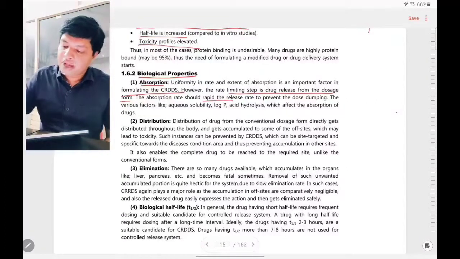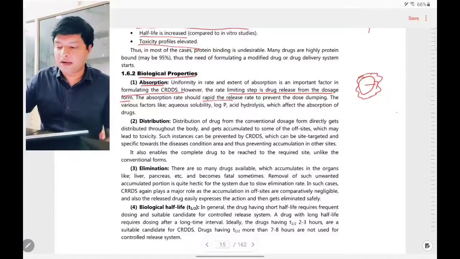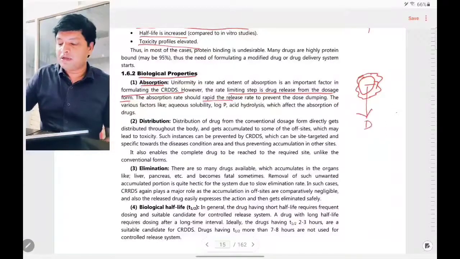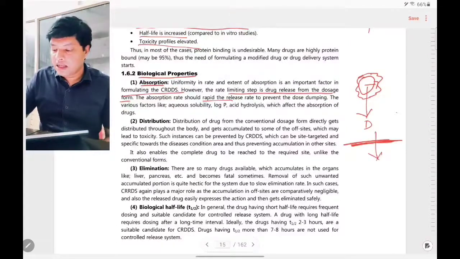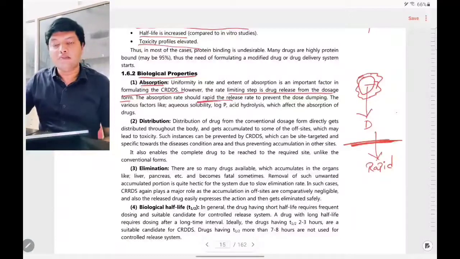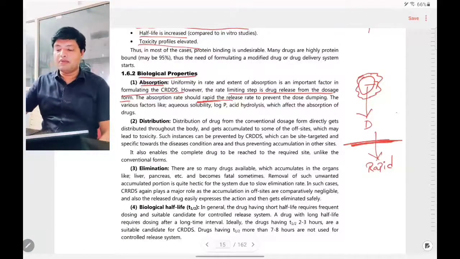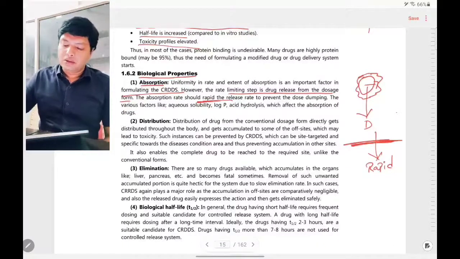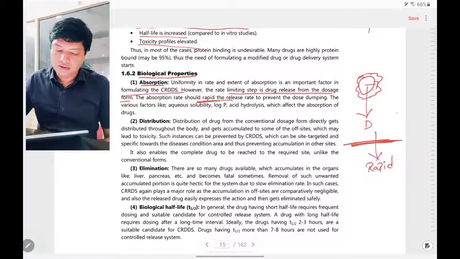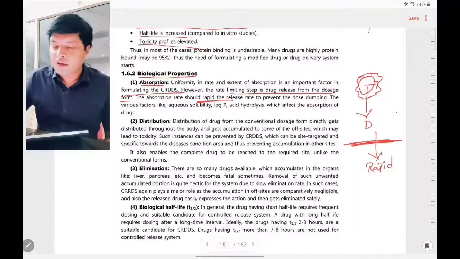What this point is saying is, I am controlling the release of the drug from the dosage form by applying a rate controlling membrane. So the release of the drug from the dosage form is controlled. But when it is absorbing through the biological membrane, I assume that the rate of absorption is rapid. The absorption will be rapid there. That's what I assume. Yes, absorption should be rapid.